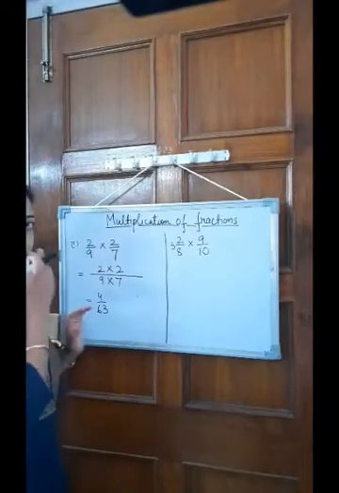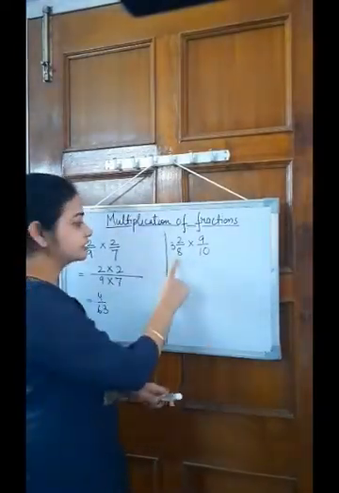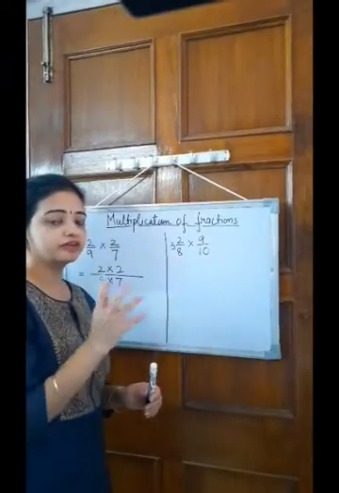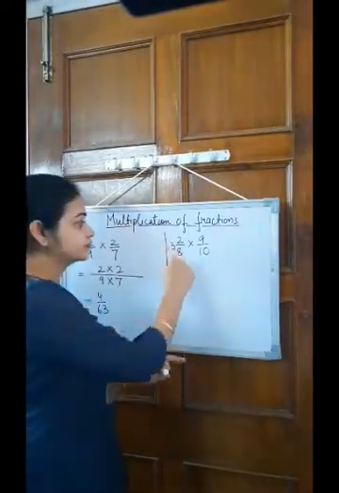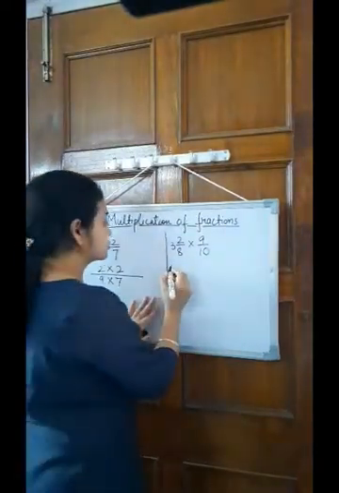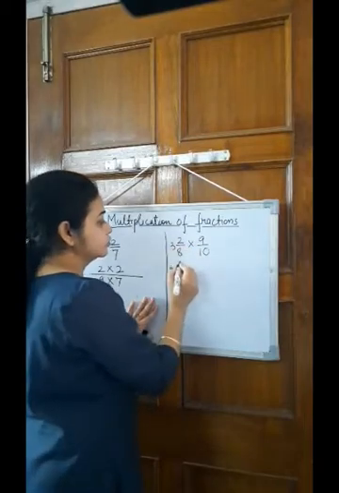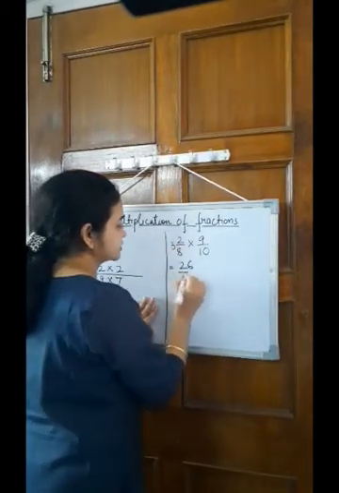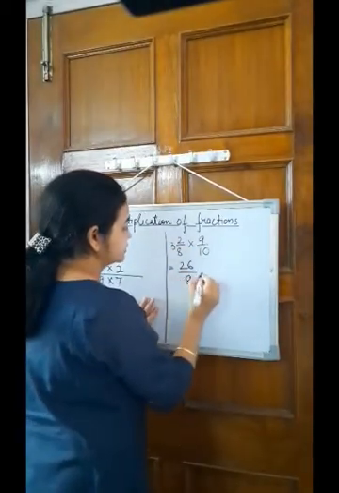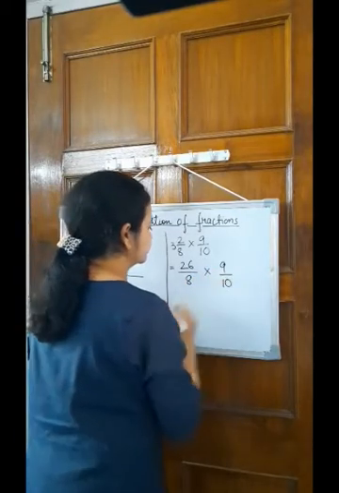Now take the second case. Now in this case we have taken a mixed fraction that we'll first convert to improper and then only we can further solve it. So let's convert. This will be 24 plus 2. This will be 26 upon 8 multiplied by 9 upon 10.